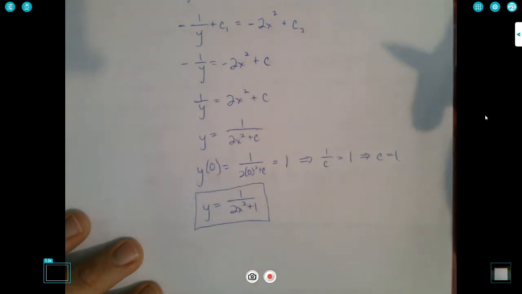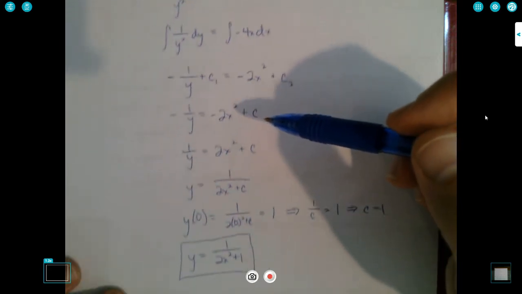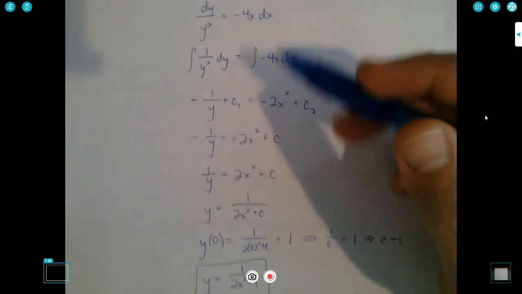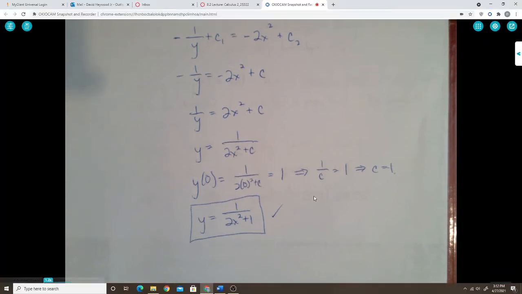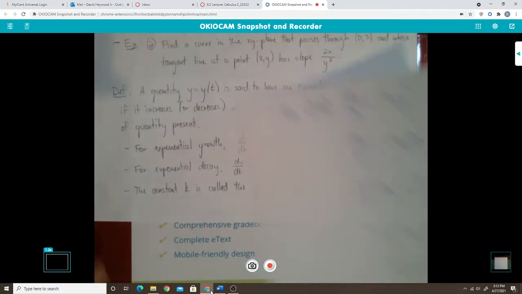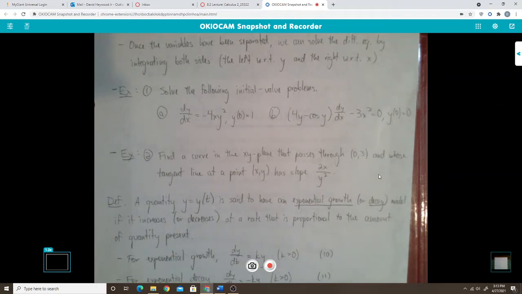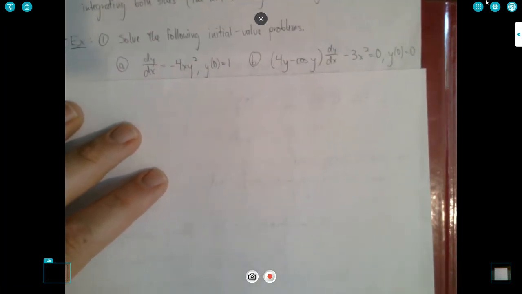And that's our solution. We can verify that this is a solution to the original differential equation. I'm not really interested in doing that at this particular moment, but you can check your work if you want. So that's that one. Okay, so the next one, we've got 4y minus cosine y dy dx minus 3x squared equals 0. So let's see if we can solve this initial condition problem.